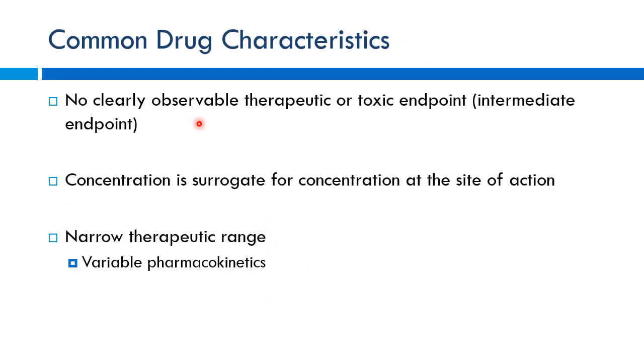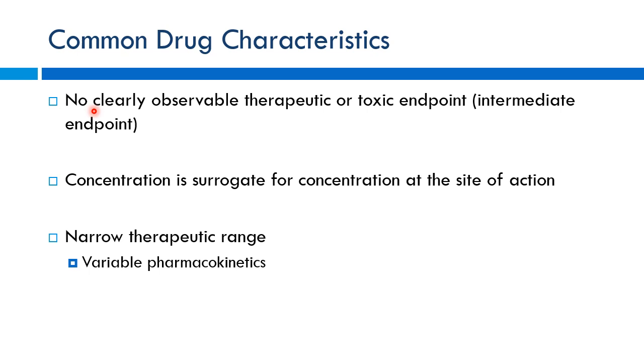Okay, so some common things we're going to see here: drugs that have no clear observable therapeutic or toxic endpoint are not going to be great for getting a good level. Sometimes there's kind of an intermediate point, especially for things like warfarin, right, we're thinning the blood. Well, you want the blood to be thin, but not too thin. So again, there's sort of an intermediate range you're shooting for there, and sometimes that may not be the best drug to do those kinds of levels on.